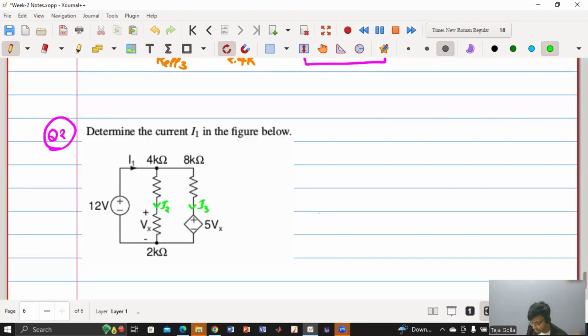So let us assume the currents are I2 and I3. So now I can calculate I2 simply. How can I calculate? I will apply voltage upon total resistance. Total resistance is how much? 4K plus 2K. So it is 12 volt by 4K plus 2K. So now can you please tell me what is I2?